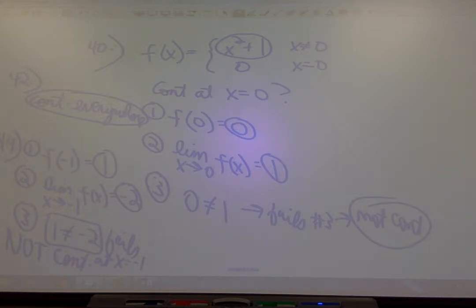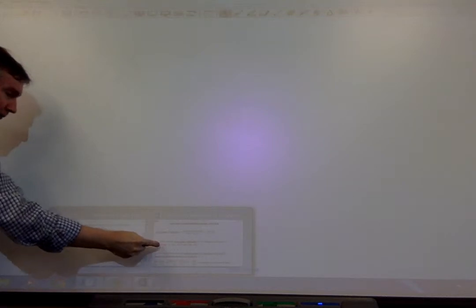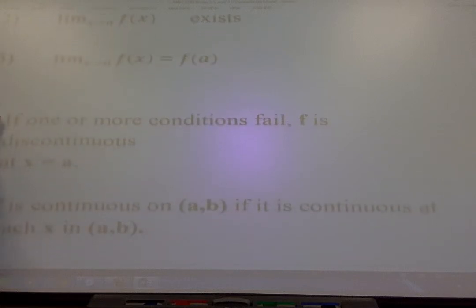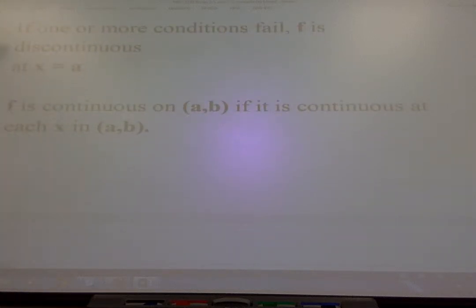All right, let me give you a few other little bits of information about continuity. I'm going to look at some examples. So we just said this. Those were our 3 conditions for continuity. What did we say? If 1 or more conditions fail, f is discontinuous at that value. We saw that, didn't we? A couple of those, condition 3 failed, didn't it?